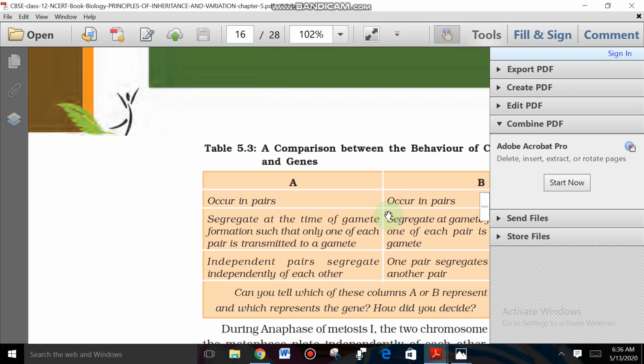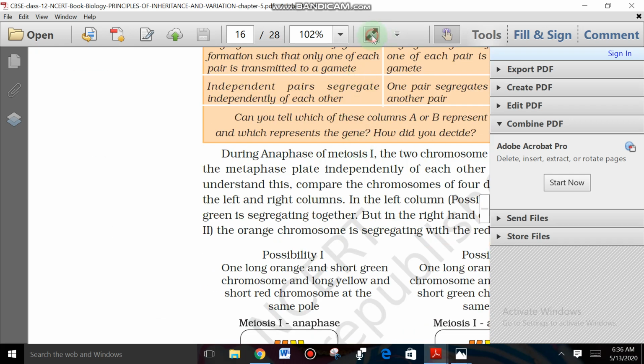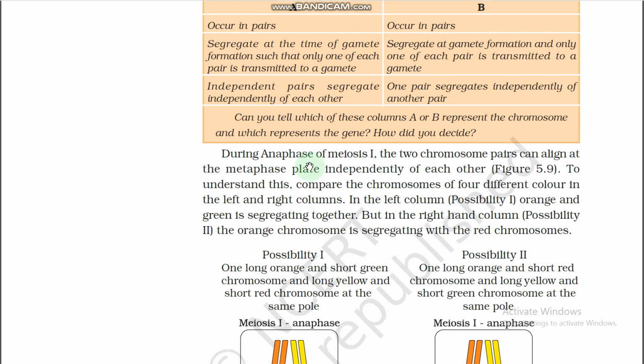Another phenomenon is given in NCERT, with another diagram here. During anaphase of meiosis 1, the two chromosome pairs can align at the metaphase plate independently of each other, right? So in the metaphase, chromosomes are aligned to the equatorial plate. To understand this, compare the chromosomes of 4 different colors in the left and the right columns. There are two possibilities given, possibility 1 and possibility 2, for understanding this phenomenon. So by this diagram you can easily understand, right?